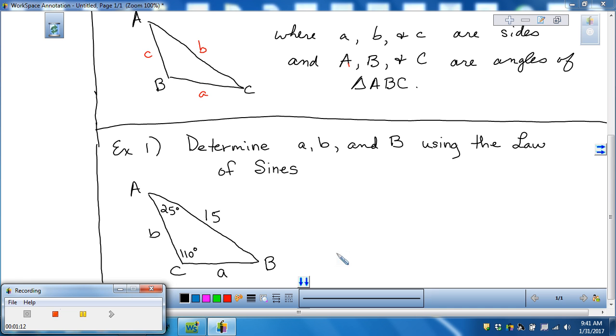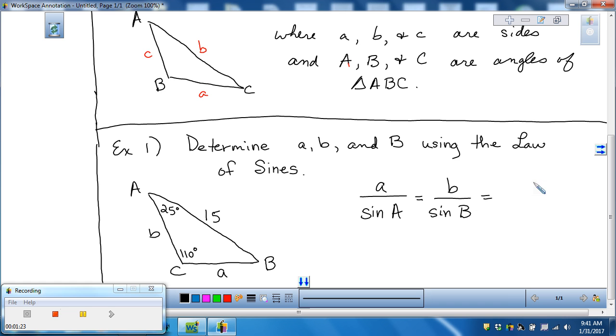Okay, example 1 says determine side a, side b, and angle B using the law of sines. So first thing we're going to do is write down our formula, which is a over sine of A equals b over sine of B equals c over sine of C. Now we're going to plug in what we know into this setup here.